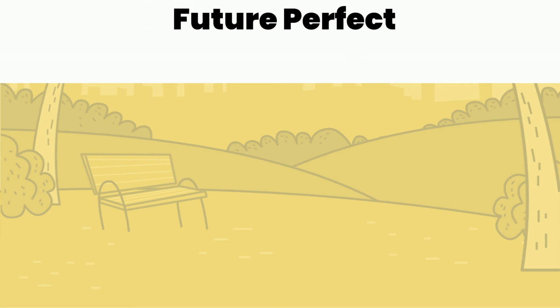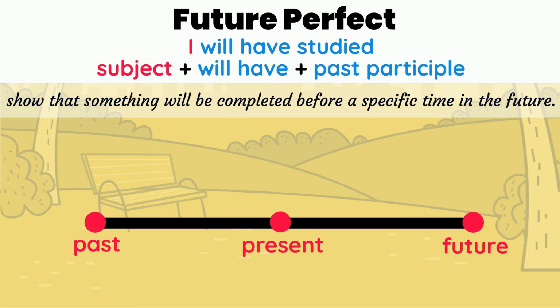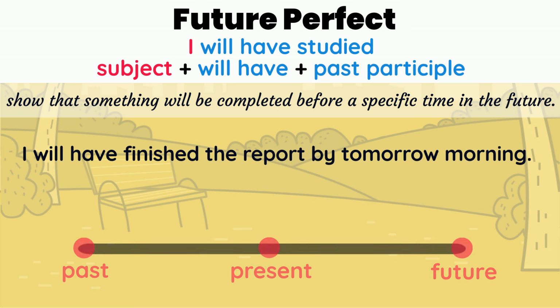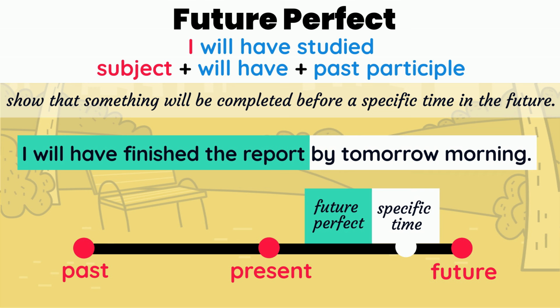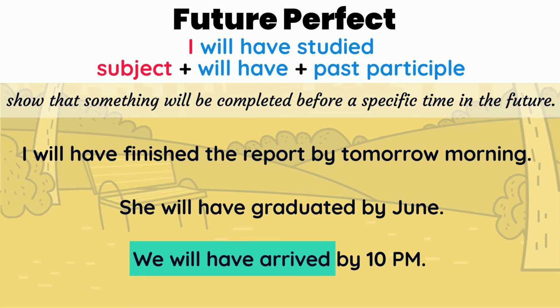Future perfect, as in "I will have studied." Use future perfect to show that something will be completed before a specific point in the future. I will have finished the report by tomorrow morning. "I will have finished the report" shows that the action will be completed, and "by tomorrow morning" shows a specific point in the future. She will have graduated by June. We will have arrived by 10 p.m.